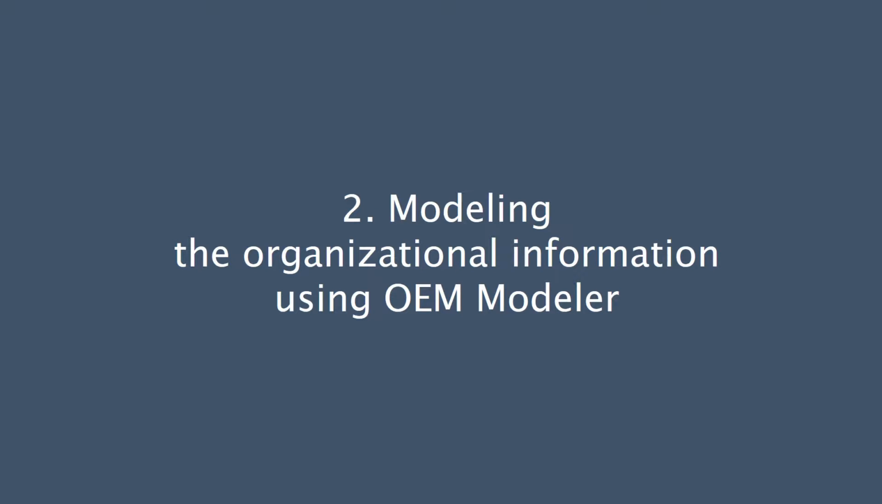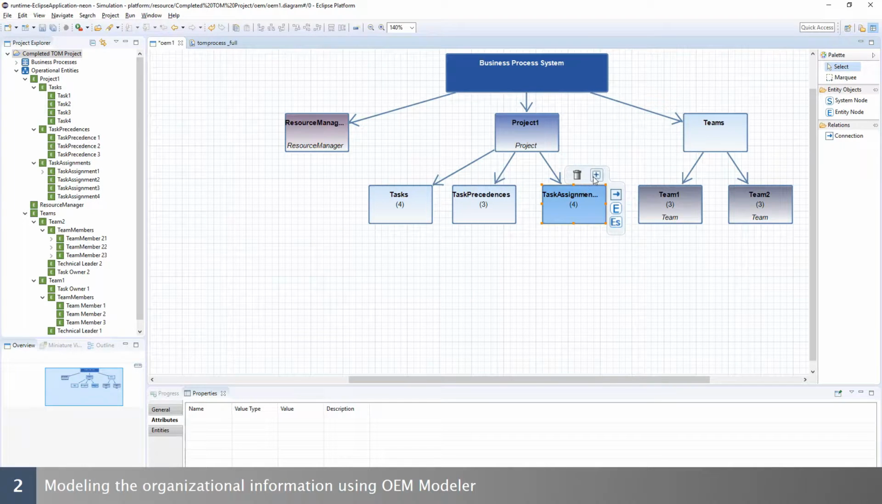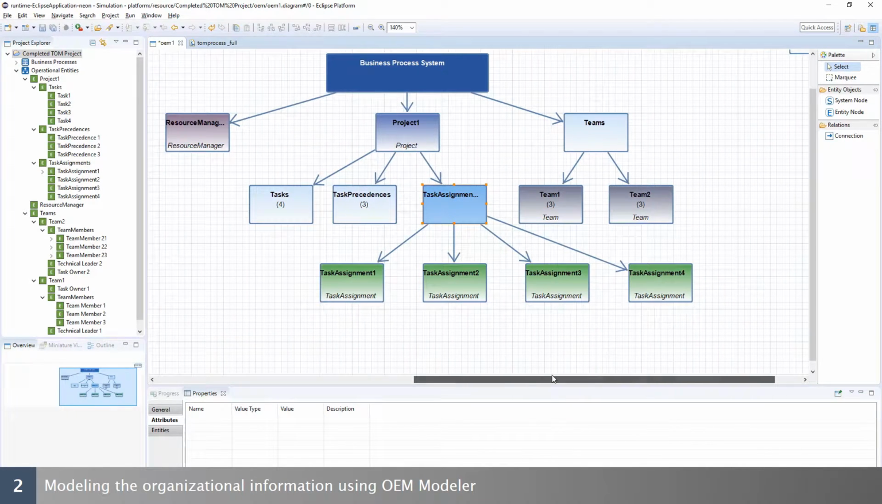Next, we'll demonstrate modeling the organizational information that specifies the project and team information using OEM modeler that we have developed. The OEM model represents the organizational information including entities and their relations in a hierarchical manner. Tasks collection node has 4 task entity nodes, each of which has 2 attributes: complexity and status. Task assignment entity node represents which task is assigned to which team.